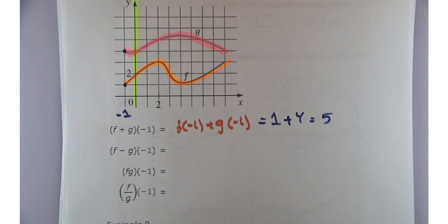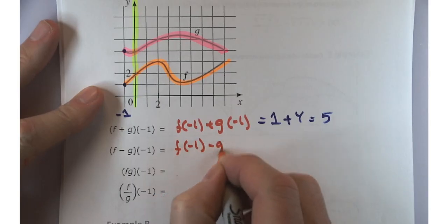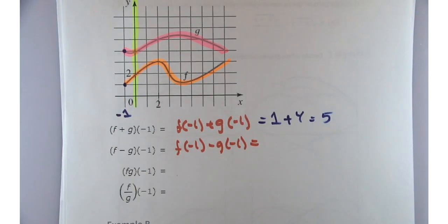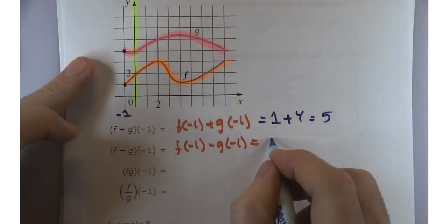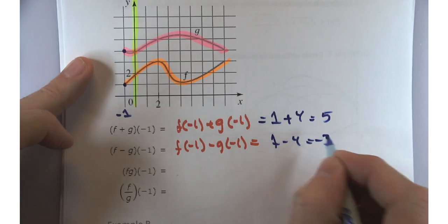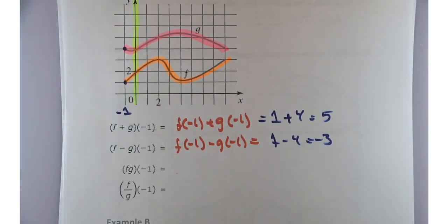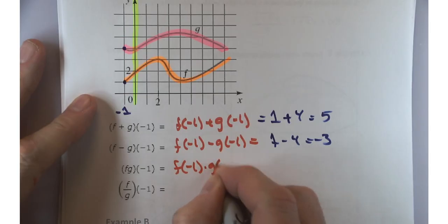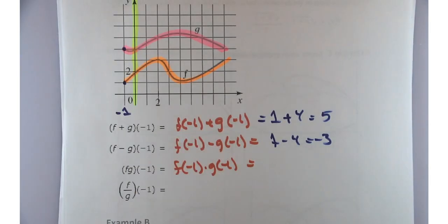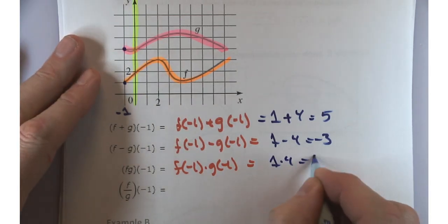Likewise, some more of this kind of notation. This is going to be f of -1 minus g of -1. Fortunately, we don't need to get new values for this. This is, again, just notation. So it's going to be 1 minus 4, which would be -3. What do you think is meant by this one down here? What do we have to do with that one? Yeah, just multiply them. f of -1 times g of -1, which again is going to be the 1 and the 4. This time they're multiplying each other.